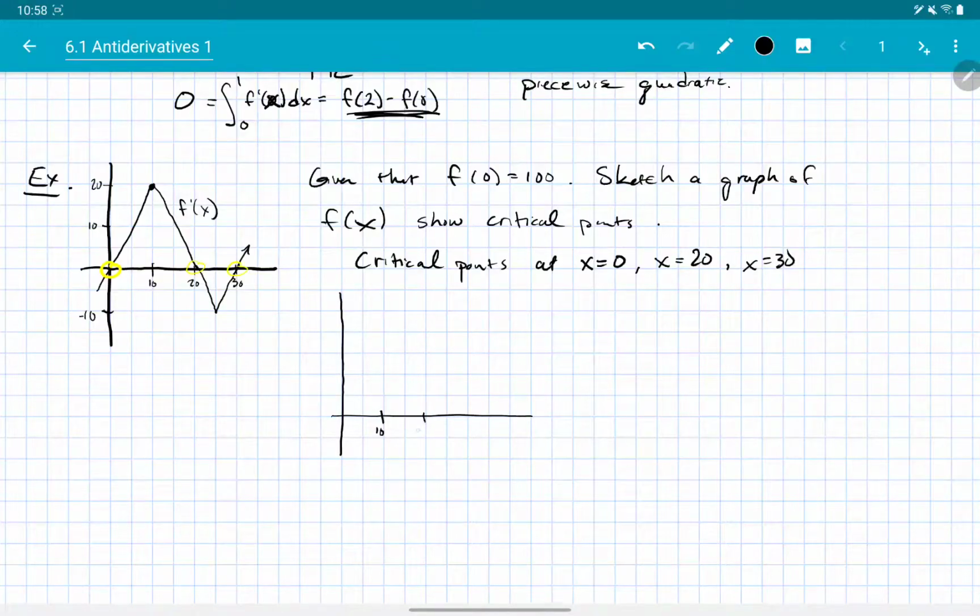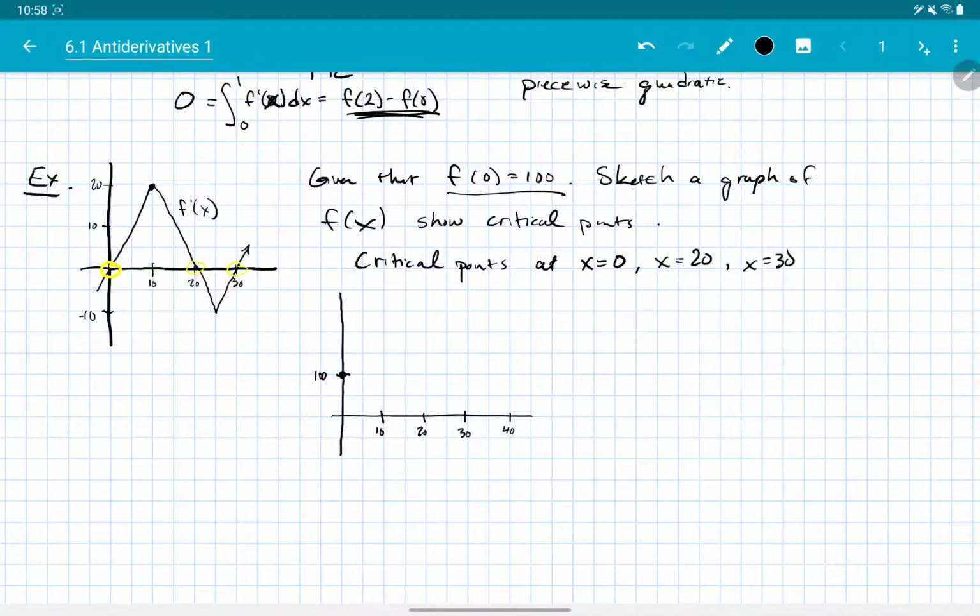10, 20, 30, 40. Now, we want f at 0 to be 100. So whatever the scale is, my scale is not square anymore, but I'm just going to have f equal to 100 there at 0. Now, I need f to be an increasing function because the slope is positive from 0 to 10.